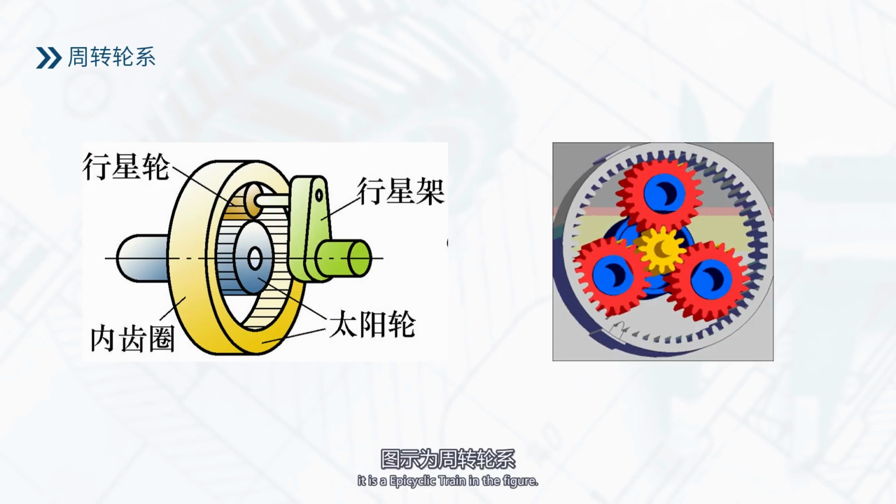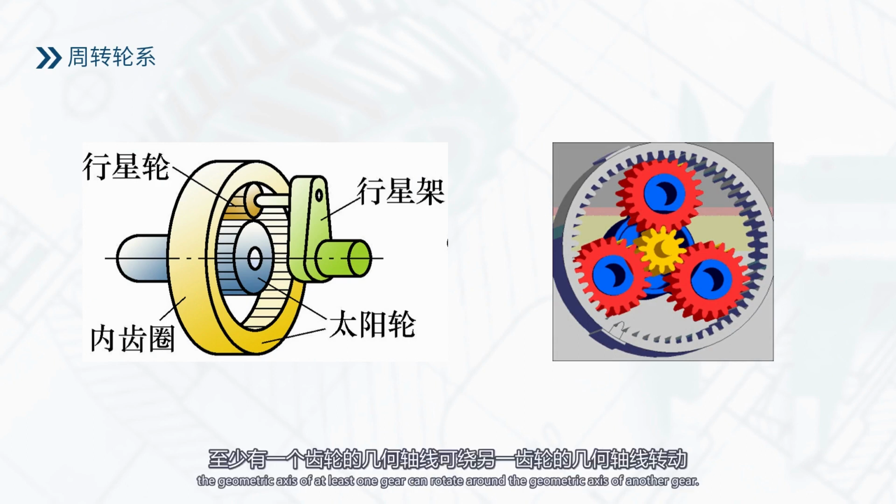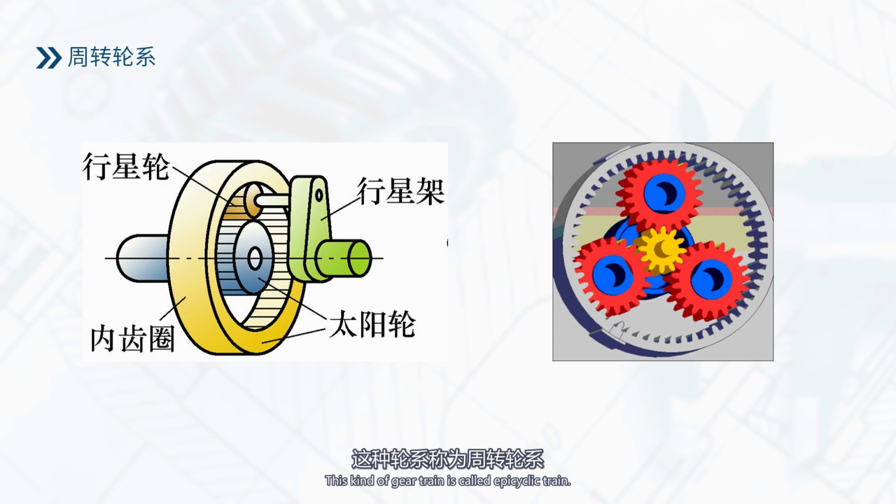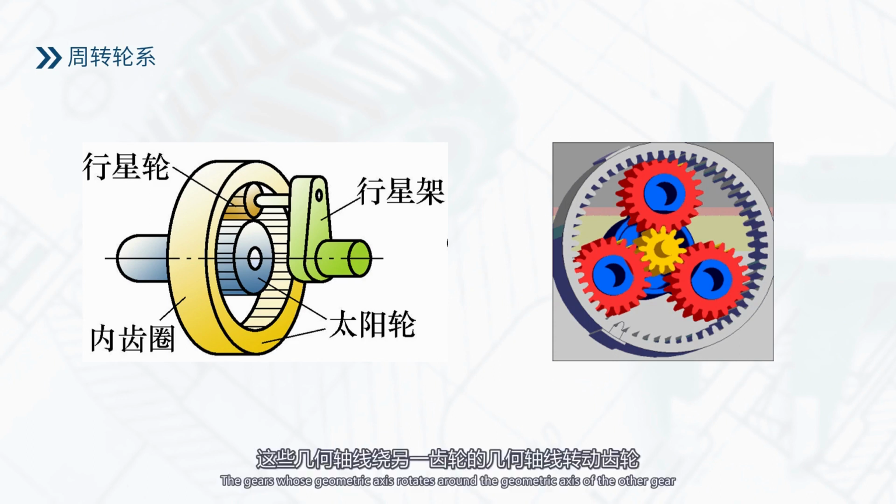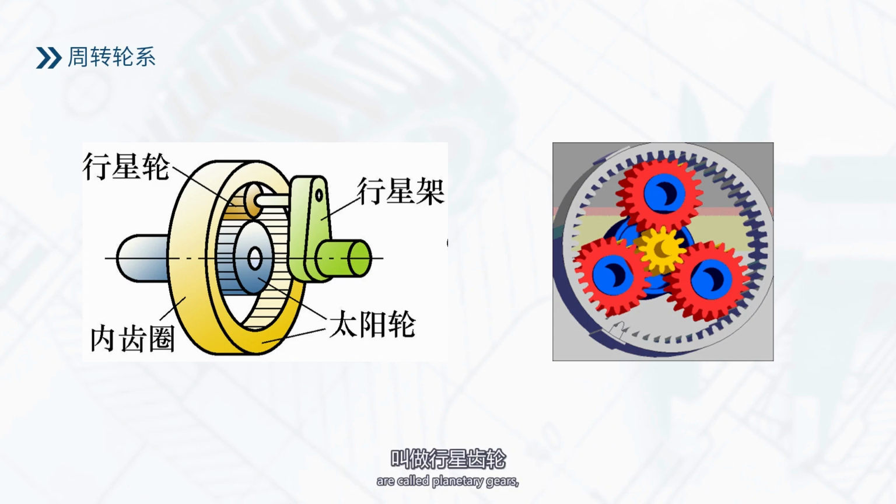It is an epicyclic train in the figure. When the gear train is driven, the geometric axis of at least one gear can rotate around the geometric axis of another gear. This kind of gear train is called an epicyclic train. The gears whose geometric axis rotates around the geometric axis of the other gear are called planetary gears, and the gears whose central axis is fixed are called sun gears.